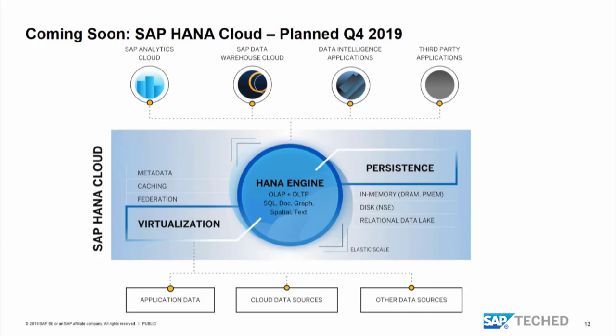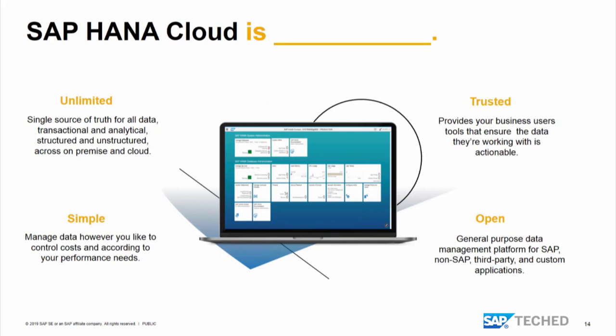So to wrap up with HANA Cloud, a couple key things. Remember, one, unlimited. The idea here is the ability to connect to really any data source of any data type, whether that's transactional or analytical, structured or unstructured, whether it's on-premise or in the cloud. Trusted, the idea is that the business users know that the information is connected, it's timely, it's governed, so they know the decisions they're making are credible. Simple, because now you have a single veneer to manage all these different types of data, all these different types of connections based on your cost performance requirements.